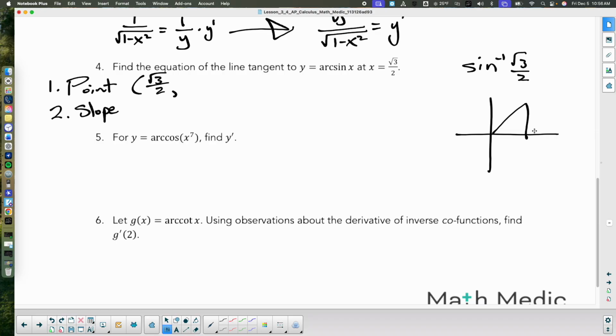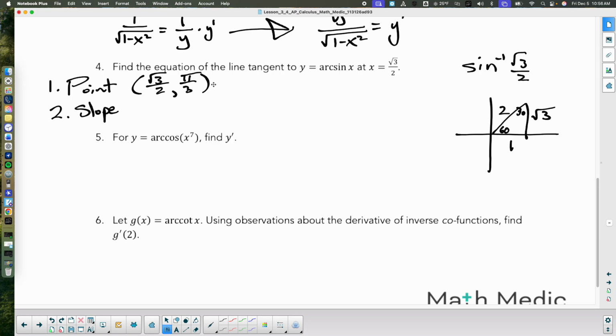I want to figure out which triangle has an opposite side of square root of 3, a hypotenuse of 2. And so this is the 1 to 2 to square root of 3 triangle. The 1 is always across from the 30-degree angle. Square root of 3 is always across from the 60-degree angle. So arc sine of square root of 3 over 2 would be 60 degrees or pi thirds.